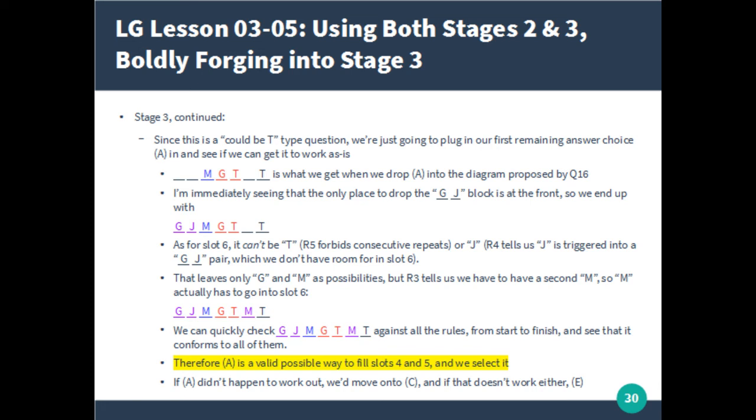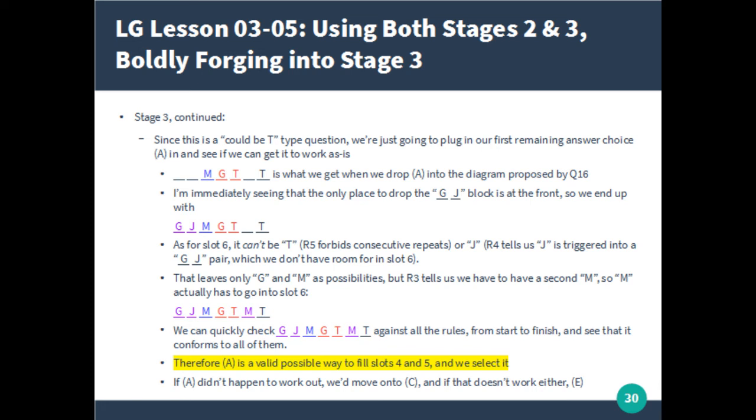So we only have one open slot remaining, which is slot 6, and as for slot 6, the only thing that I know immediately that it can't be is T because of Rule 5. Rule 5 forbids having two T's next to each other. And there's a T flanking either side of slot 6, so obviously T can't go in there.